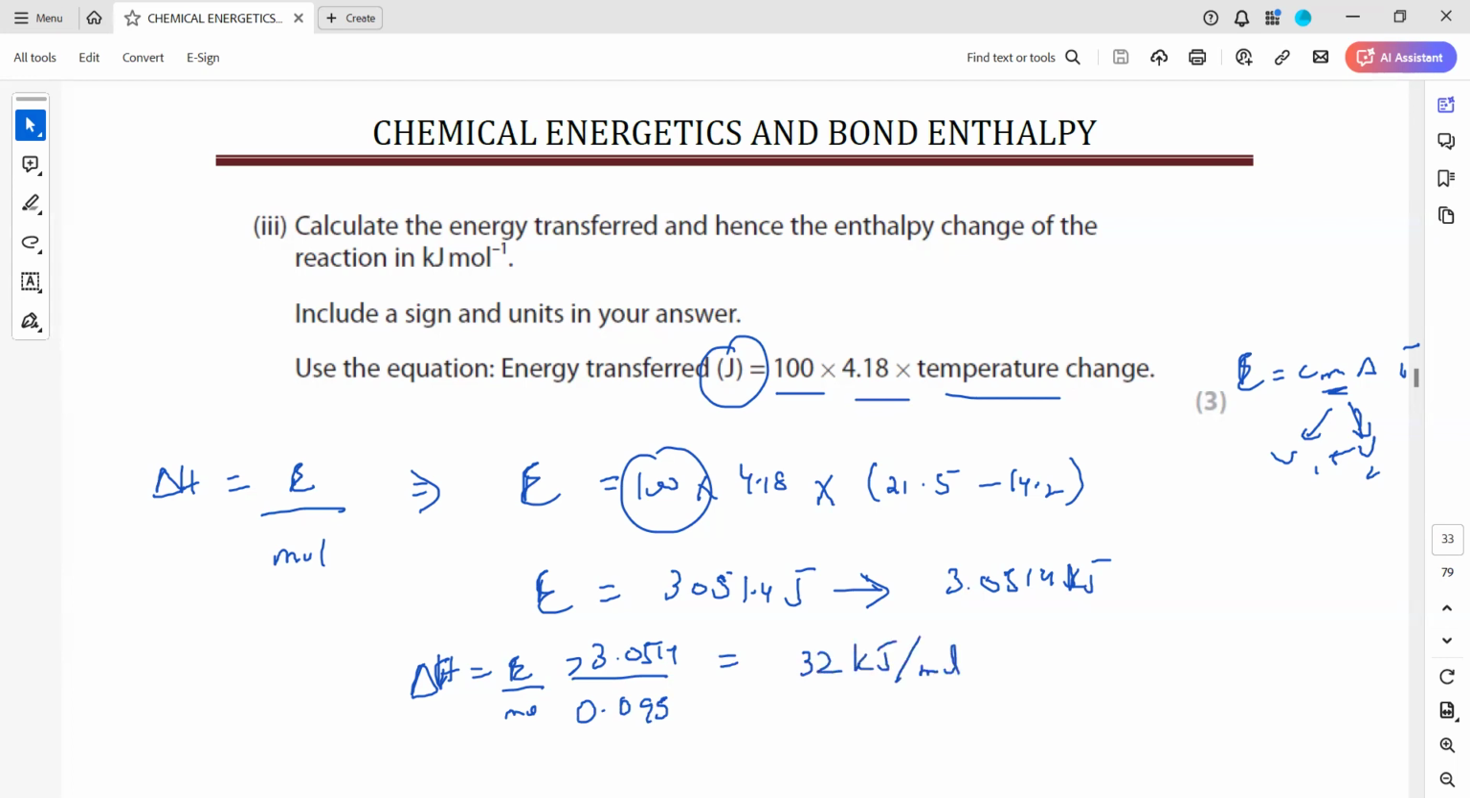Now, as you can see, whether it's an endothermic or exothermic reaction, you can see from the initial temperature. Initial temperature was 21.5 and the final temperature is 14.2. So it means the temperature has decreased. If the temperature has decreased, it means that this reaction is endothermic. If it was an exothermic reaction, the temperature of the solution would increase. Is it clear, this one?